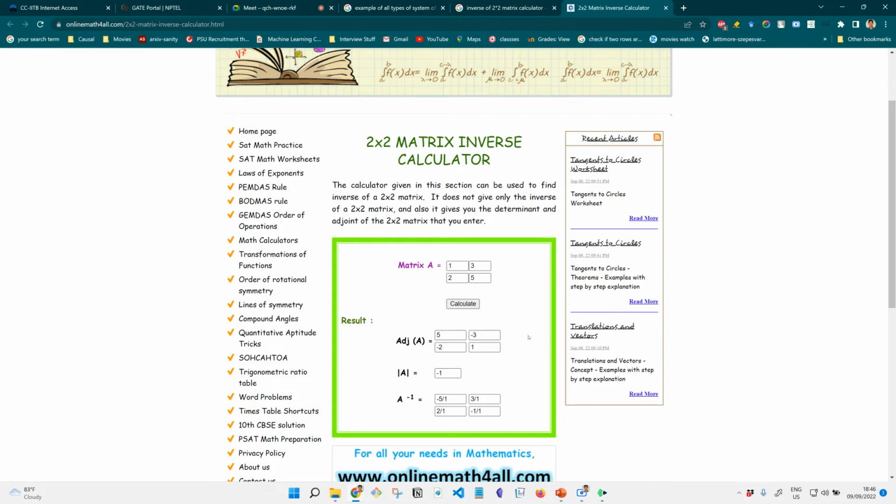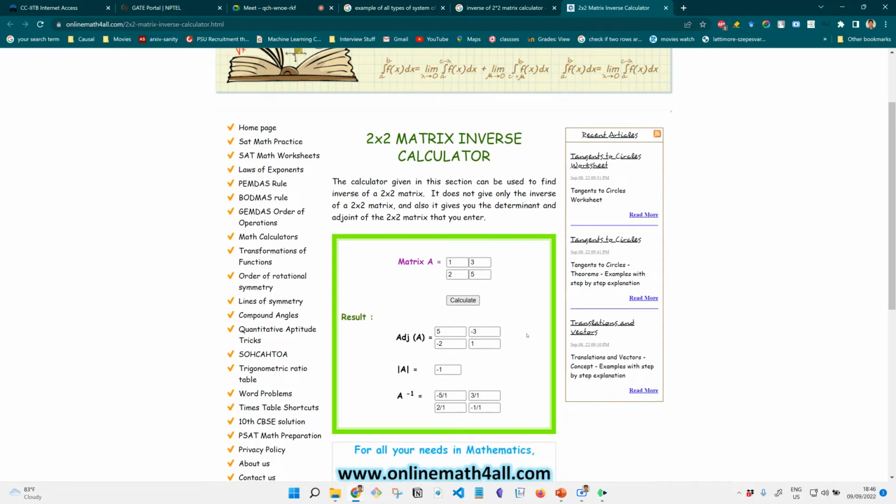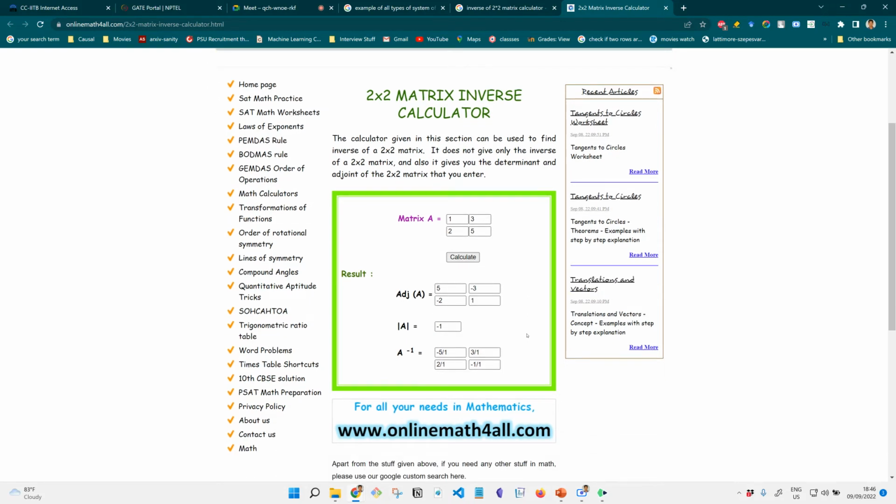Sir, I think we need to divide the matrix by the determinant. No, this is A inverse. At last, what they're giving is A inverse.